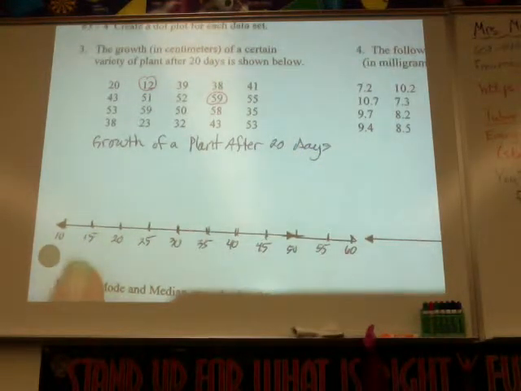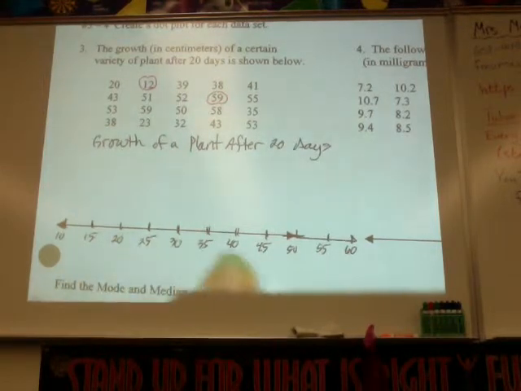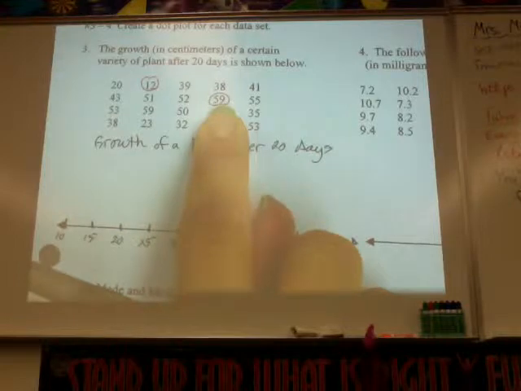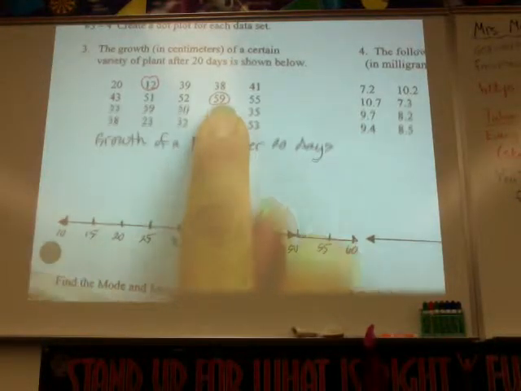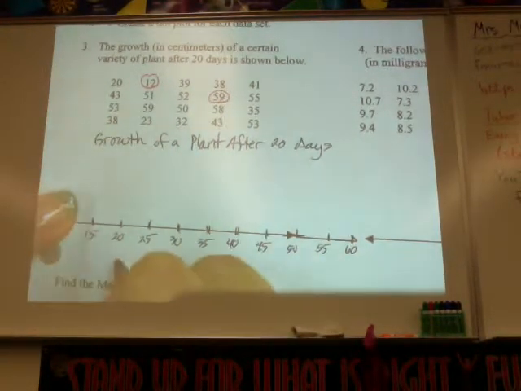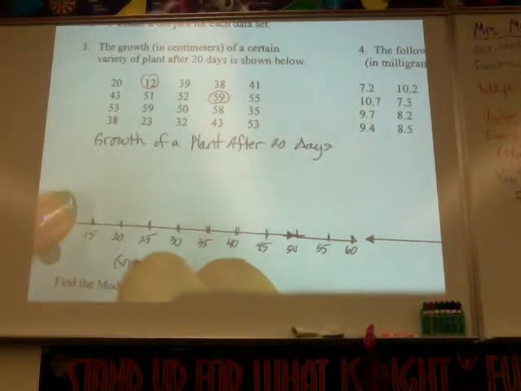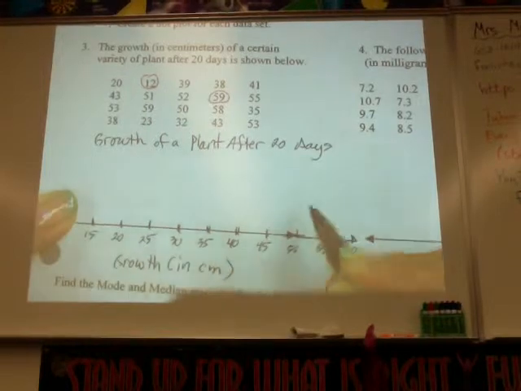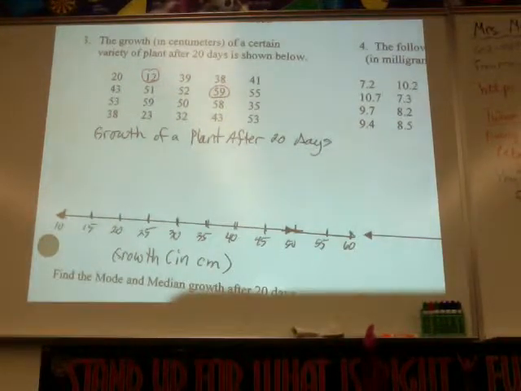And then what do these numbers here represent? Like what's 59 represent? What does it mean? 59 what? Centimeters. So this is growth in centimeters. So you do have to label that bottom axis, that line, number line.